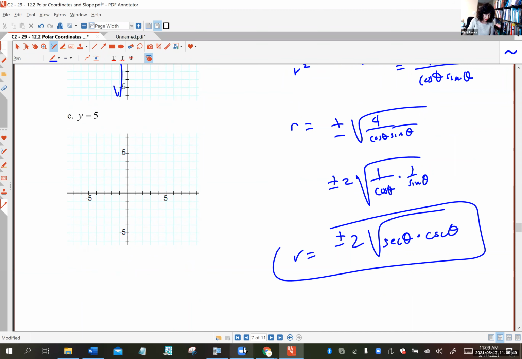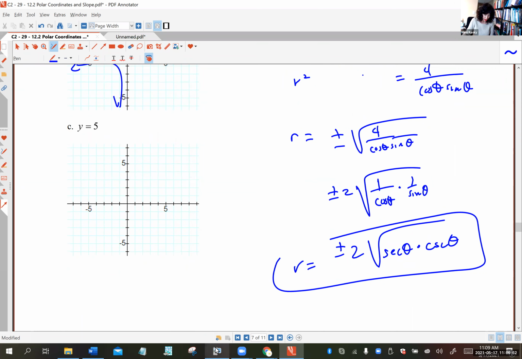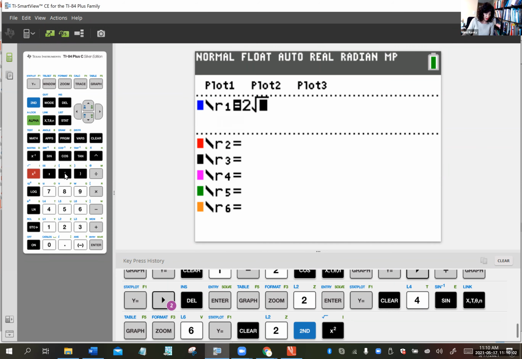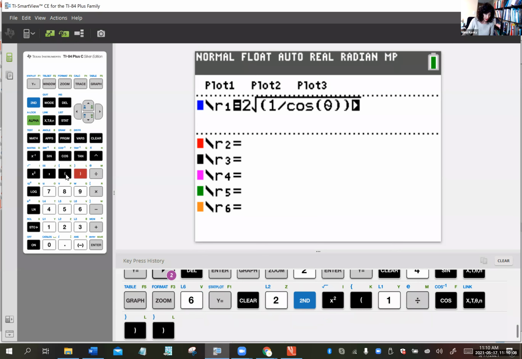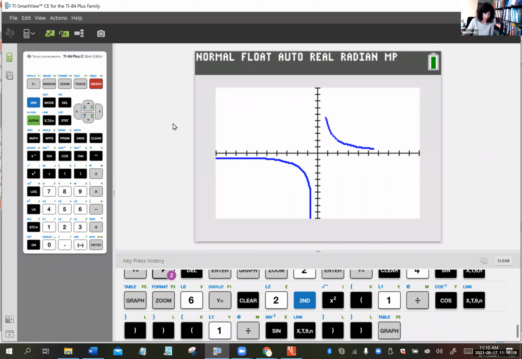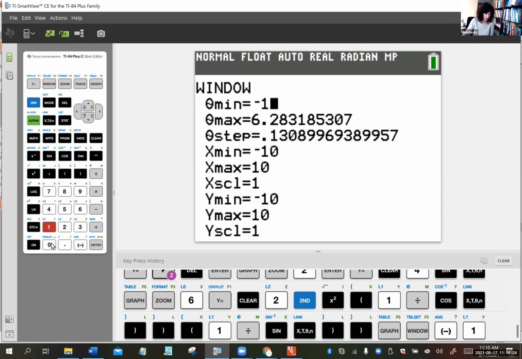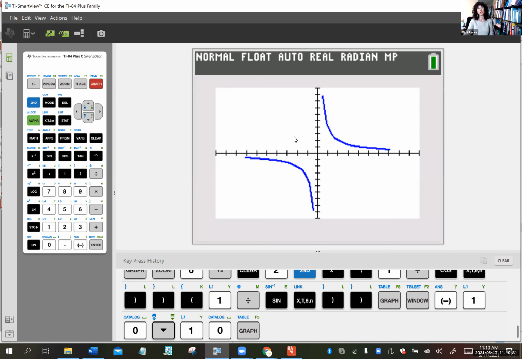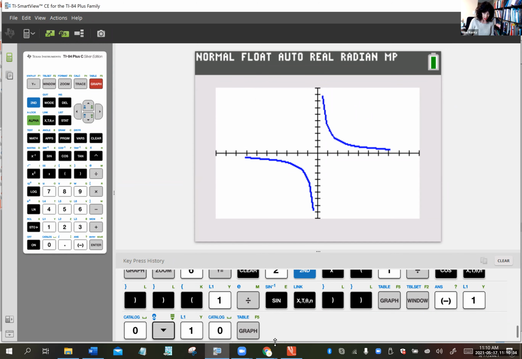Well, carefully, I'll just graph one of them. So I would graph 2 square root of, I'm going to have to go like this, 1 divided by cos theta, and then times 1 divided by sine theta, like that. Let's see what happens. That's pretty gross. We got part of it. Probably need to change my window. How about -10 for theta min and +10 for theta max? I don't know. Let's see what happens. So it gives me the picture that looks like what we thought it would look like. Yay.